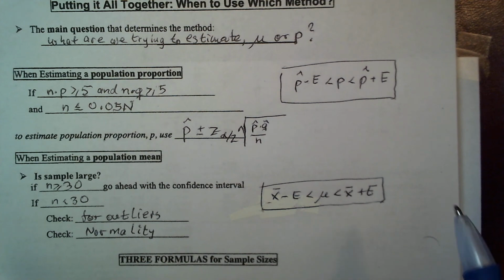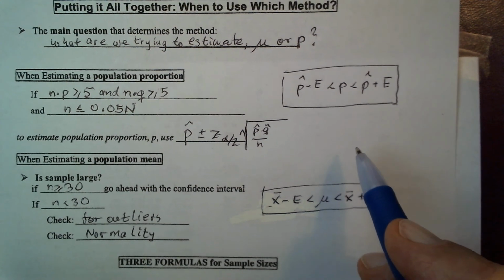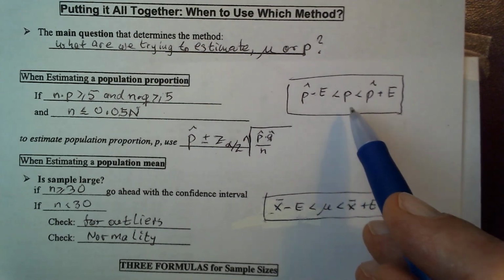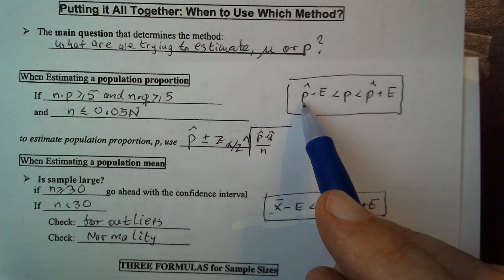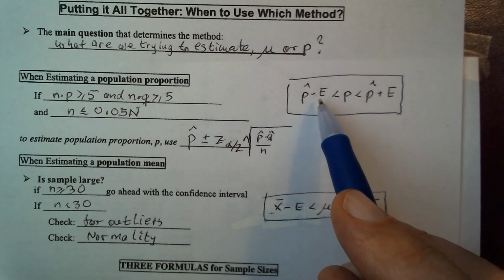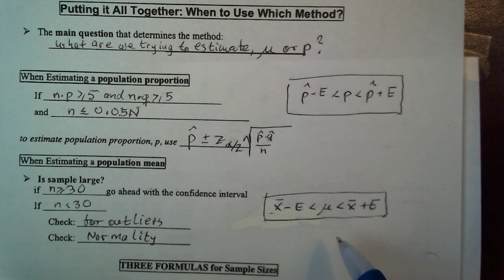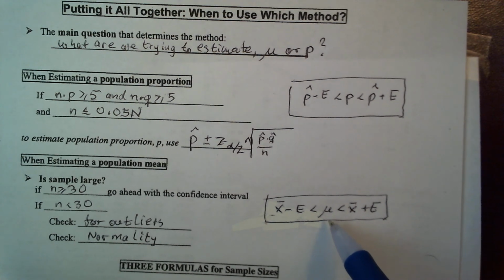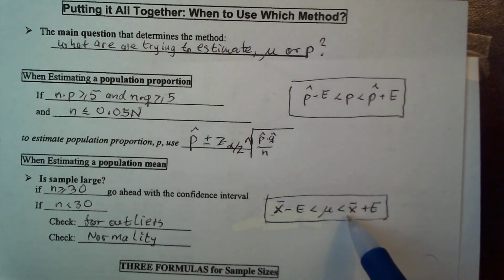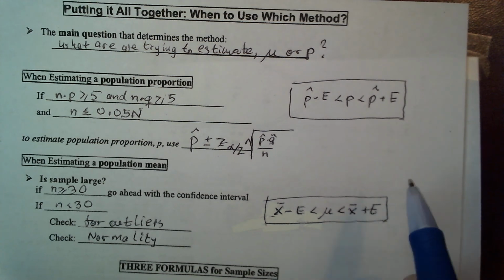I wrote the expressions for estimating a population mean: given the sample mean and the margin of error, here's how we compute the estimated population mean, between the sample mean minus the margin of error and the sample mean plus the margin of error. So this concludes section 7.3.